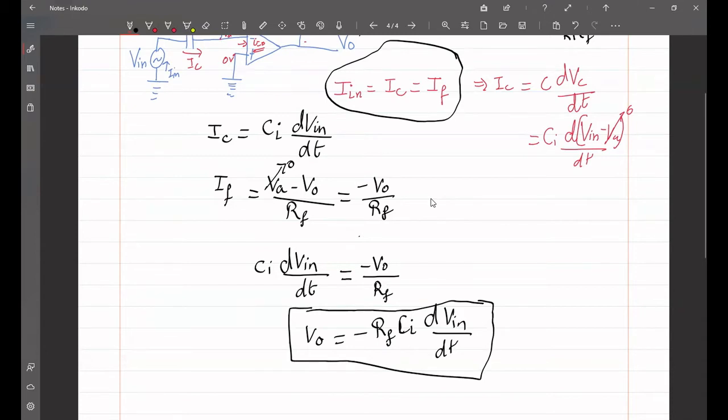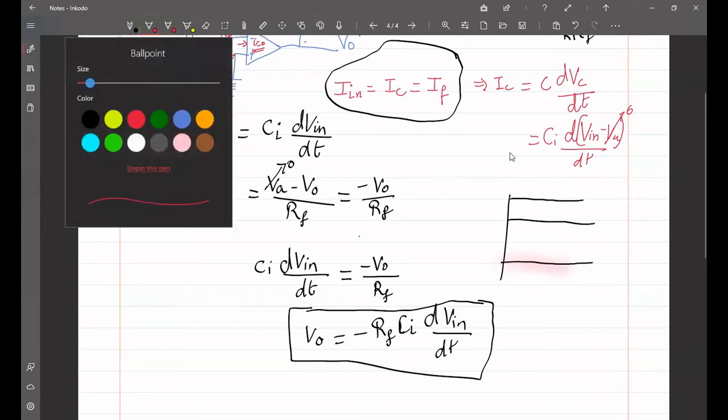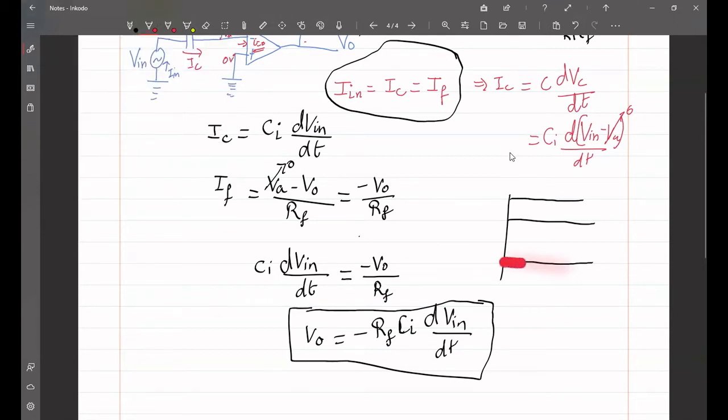According to this equation, if we give a constant input voltage, then definitely the output will be 0. The output will be like this. Let me draw something like this. So for a constant DC input voltage, the output will be 0 only.